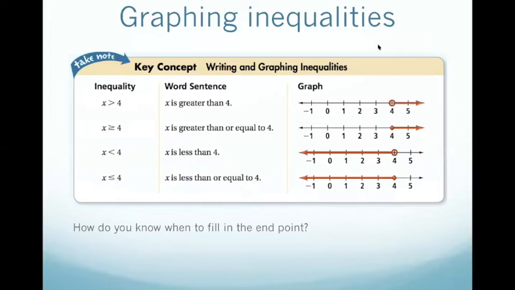Inequalities, such as the ones that we're seeing here, are graphed on a number line. So when we're looking at the inequality x is greater than 4, we can graph that by coloring in all of the numbers that are greater or bigger than 4.